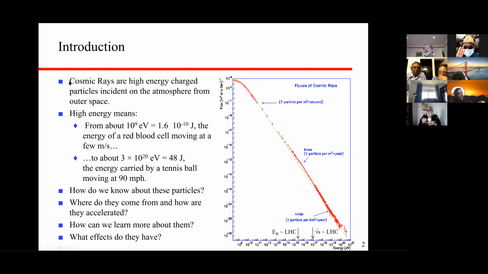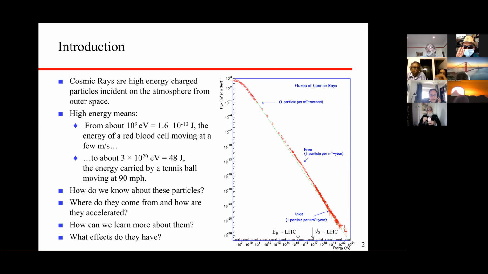So these are charged particles like protons or ions, that could be helium ions or heavier ions, which hit the atmosphere coming from space. And these can have energies that range from being low. These are things that typically come from the sun, and those are around about a giga electron volt, or 10 to the 9 electron volts, all the way up to enormous energies.